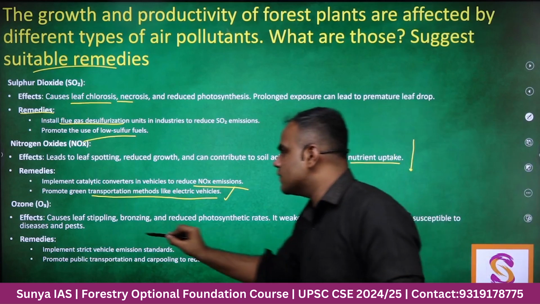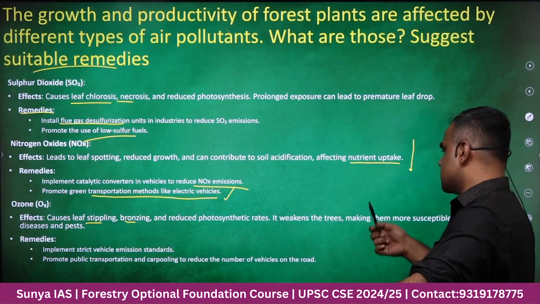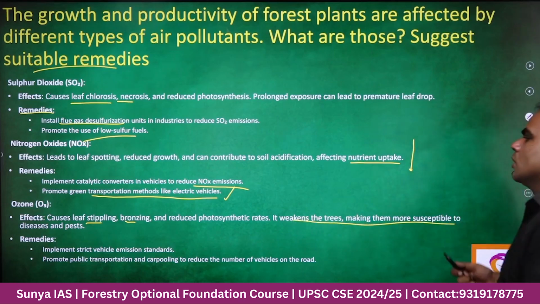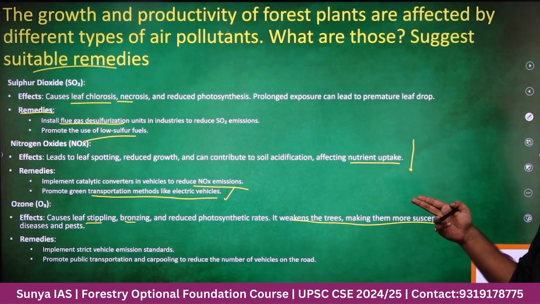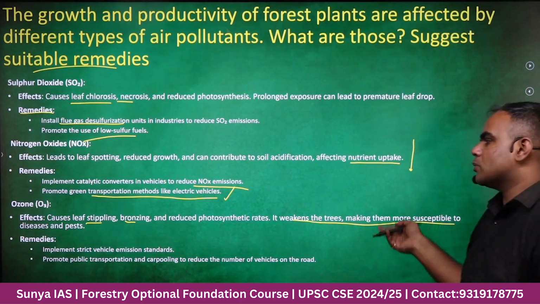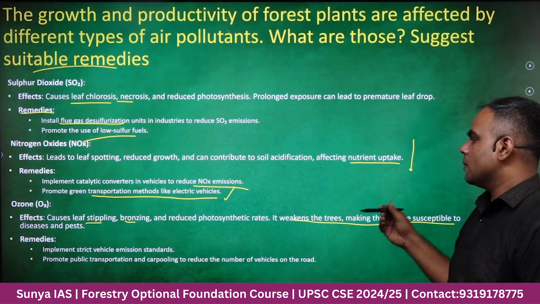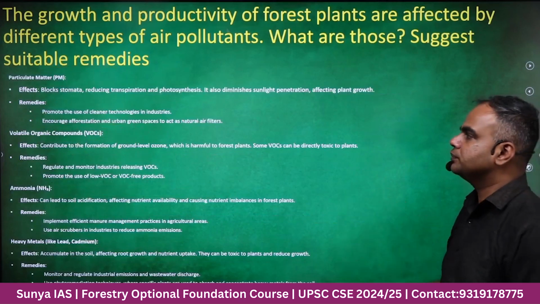So ozone can cause leaf stippling, bronzing. Reduced photosynthetic rates weaken the tree and make them more susceptible to disease and pests. Implement strict vehicle emission standards. This also is a problem here. Promote public transportation. Carpooling, etc., to reduce the number of vehicles on the roads. This also is a problem.